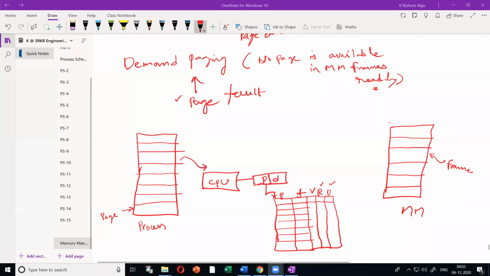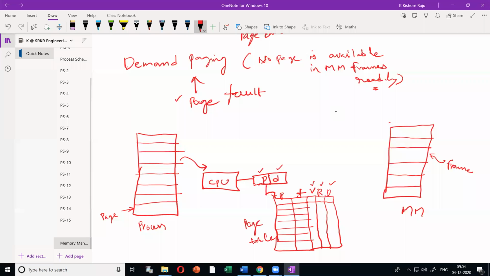Okay, so here in paging, the CPU will generate the page number and the offset. With this page number, it will look into the page table, and the page table contains the valid bit, reference bit, and dirty bit.